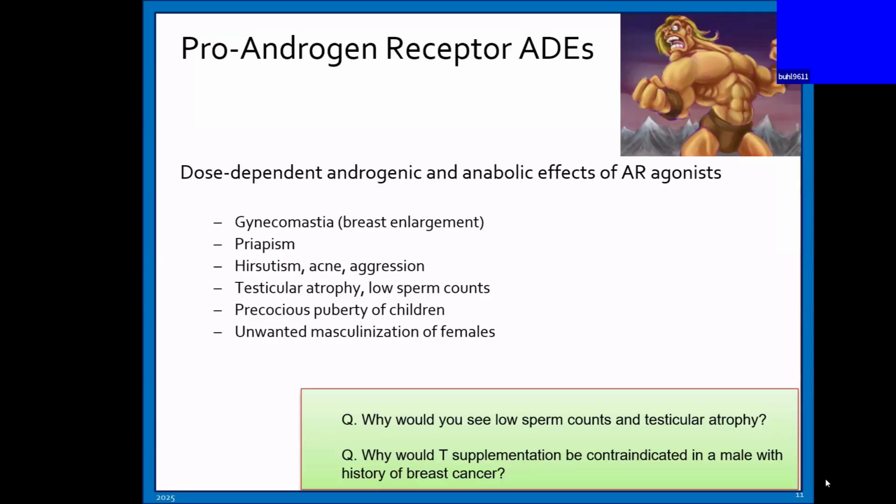Priapism means an erection that will not go away. And this is actually way worse than it sounds. It sounds pretty bad, but it can be very dangerous because with the erection, it's decreasing blood flow, and you can actually have tissue necrosis in the penis from decreased blood flow from an erection that lasts too long. So when you look at things like Viagra, they say if you have an erection that lasts more than like 4 hours, go to the emergency room. They mean it. Hirsutism, do you guys know what hirsutism is? Hair growth, yeah. Acne and aggression, those are the things we were looking at as the androgenic effects.